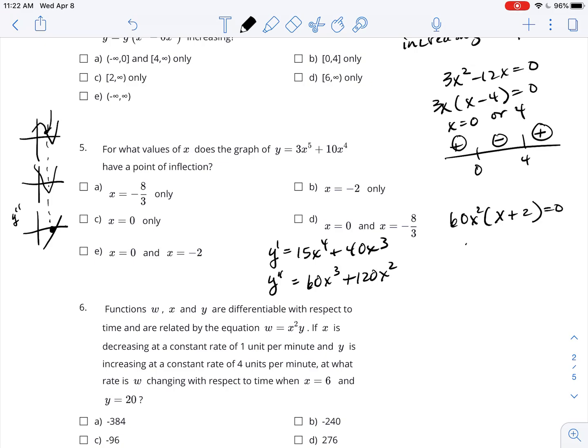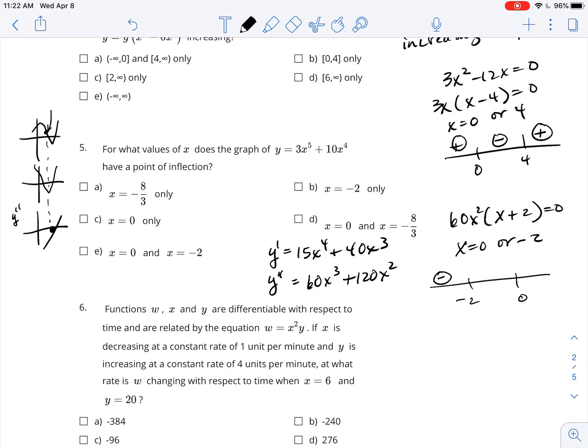And so set that guy equal to 0 and factor out a GCF. And so I'm going to have x is 0 or -2. And so let's check them. Okay, so I'm looking for where the second derivative changes from positive to negative or negative to positive.